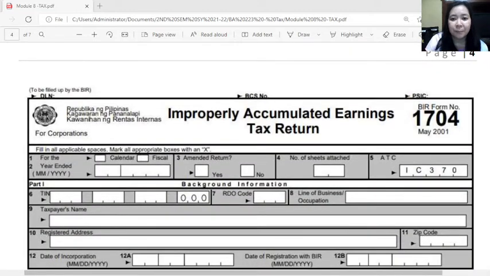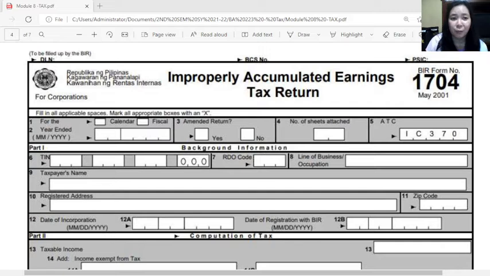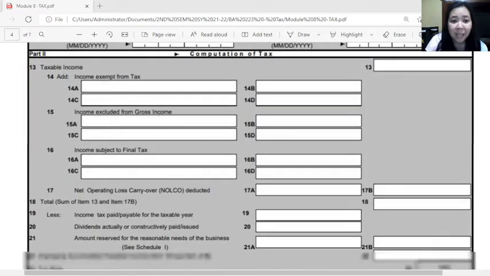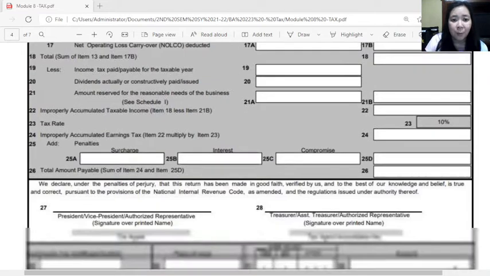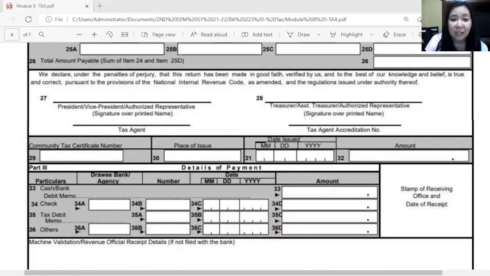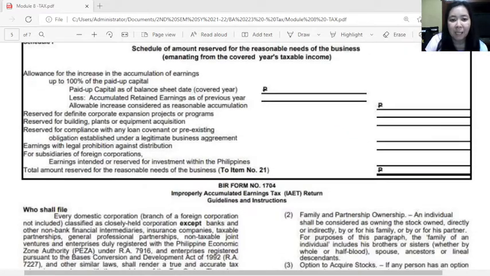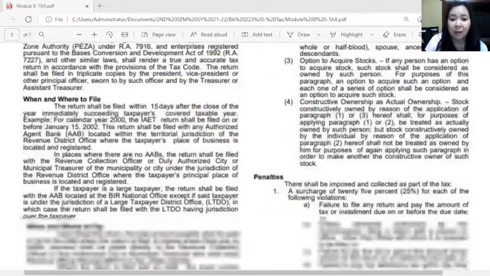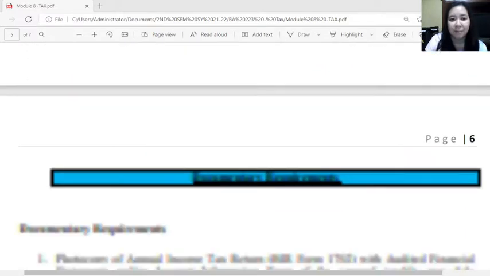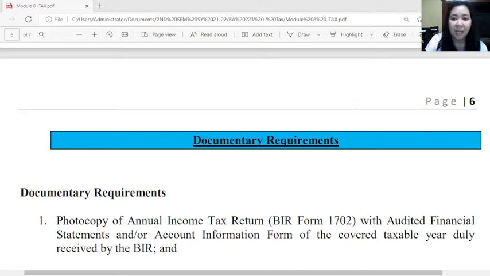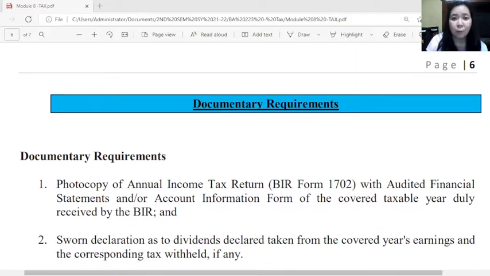This is what BIR Form 1704 looks like. It has the background information, the computation of the tax in Part 2, and then the details of payment, which is at the back of the return. Anyway, this will only be filed by those corporations who do not declare dividends. That is the accumulated earnings tax penalty for them.